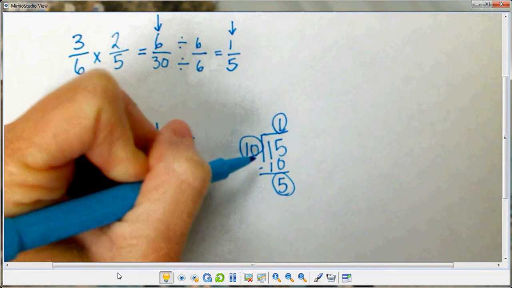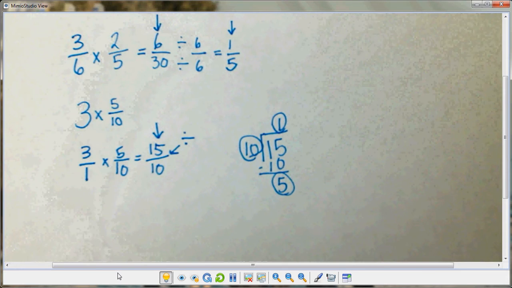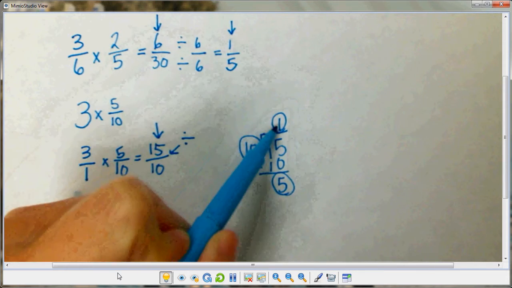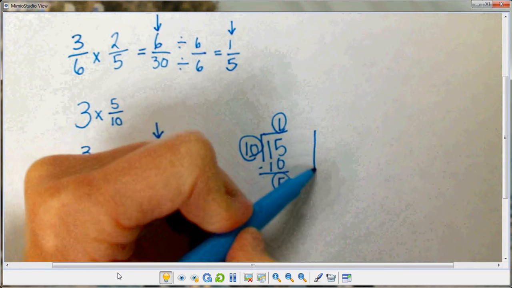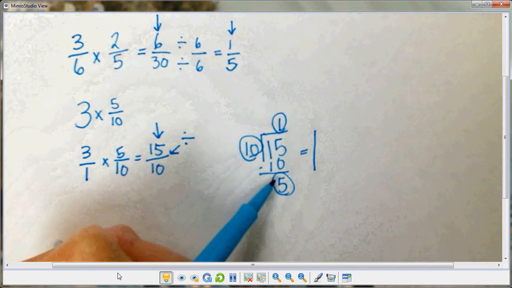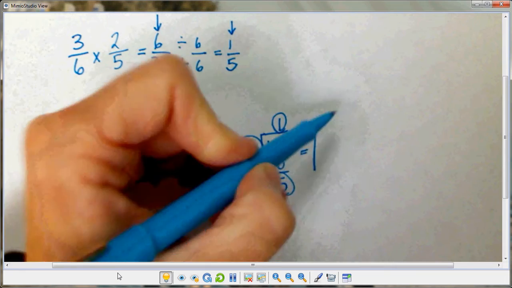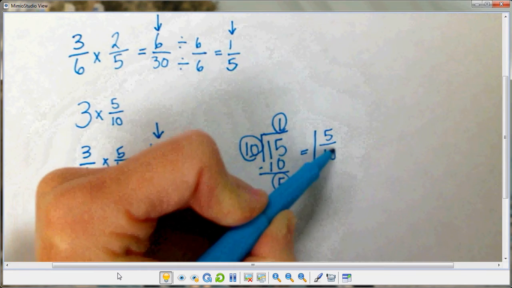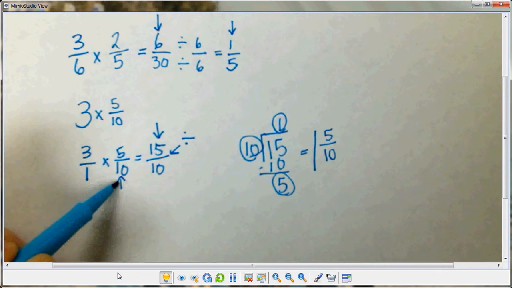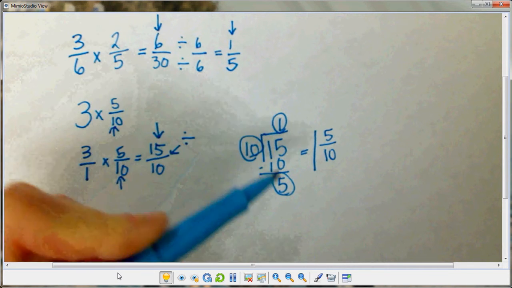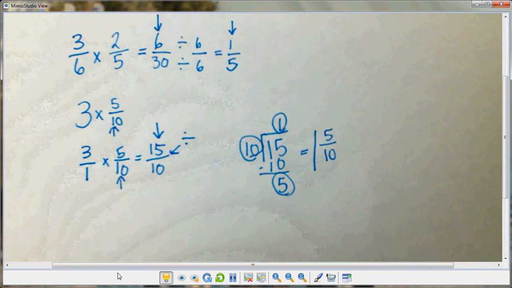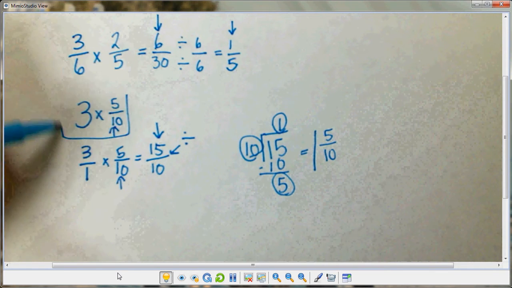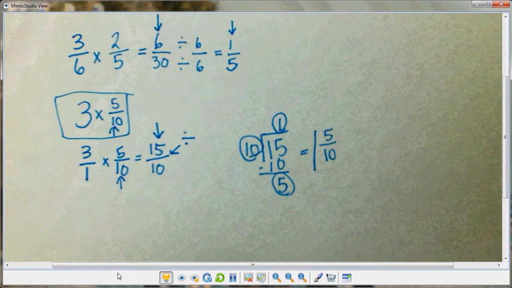So we have these three numbers. I always have you guys in my class circle them. And then you take these three numbers and you write them as a mixed number. The number on top is always your big number. And then your remainder is always your numerator of the fraction. And the denominator will be what it was when you started, which if we go back and look was a 10. So 1 and 5/10 would be the final answer to our problem of 3 times 5/10.